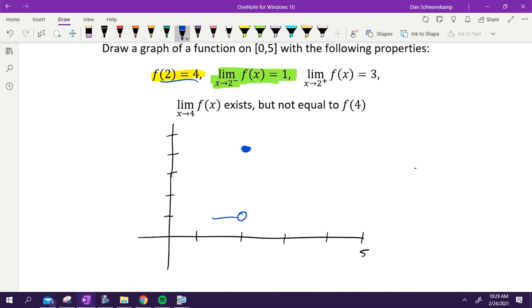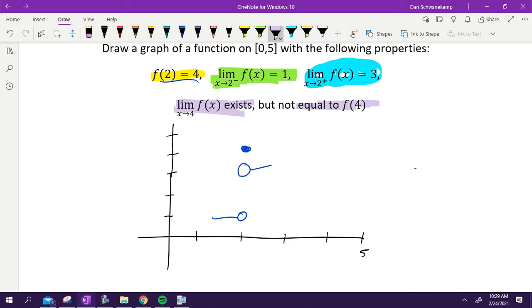It'll take some time. The limit as x approaches 2 from the right needs to be 3, so same idea. Here's 3, open circle to the right. I got to approach that number. It could be above, it could be below, but I have to have a line that goes up into that value. And then the limit as x approaches 4 exists, but it's not equal to f of 4.